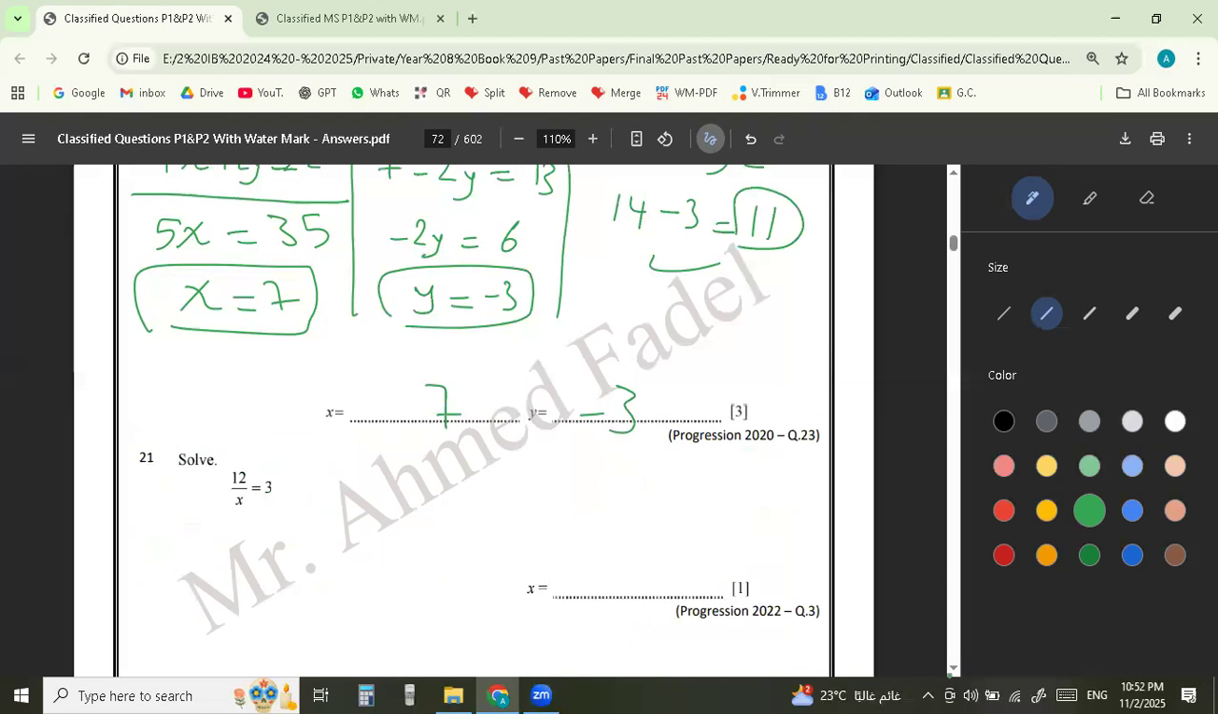Here, in question 21, I'm going to swap. So 12 over 3 equals x. So x is equal to 4.